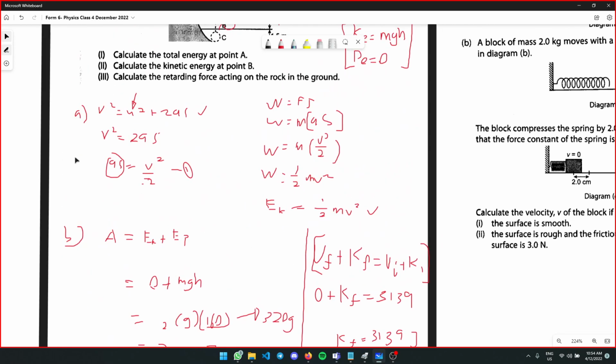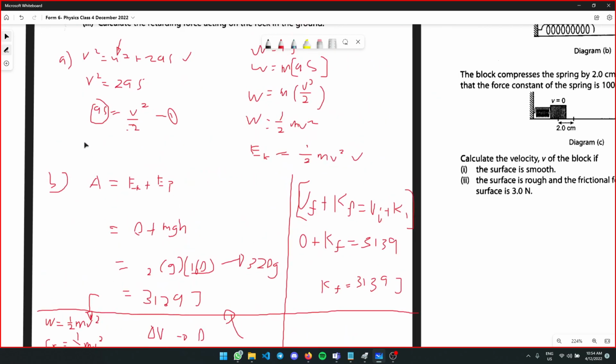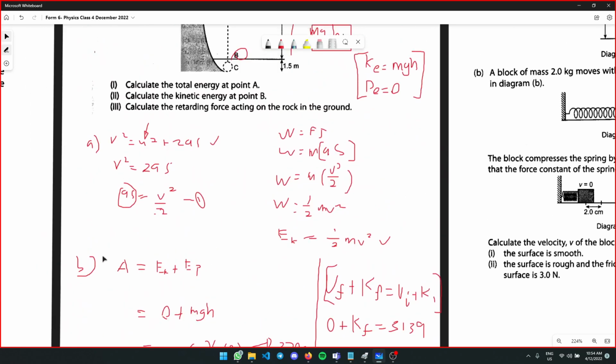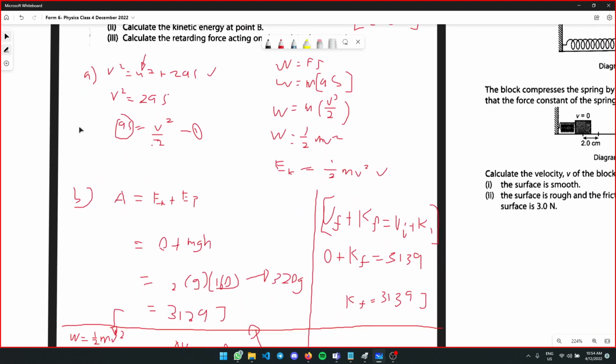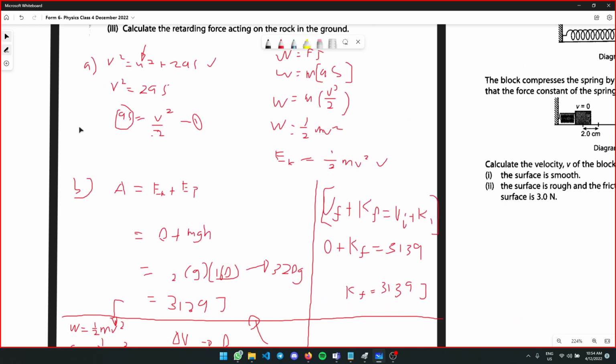Yes? Okay, I'll explain again. Calculate the retarding force. Retarding force means it's slowing down, it's always slowing down. Sorry, I cannot hear. Can you please say again? Okay, I'll say it again. Retarding force means that it's always slowing down.